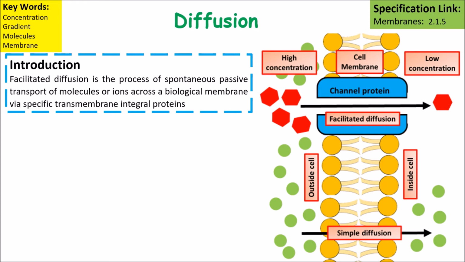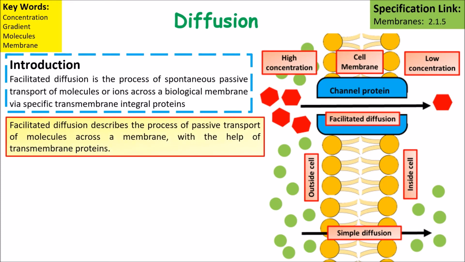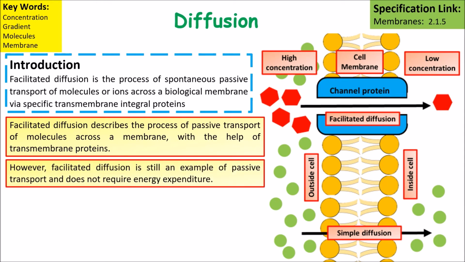Facilitated diffusion is the process of spontaneous passive transport of molecules or ions across a biological membrane via a specific pore or membrane protein. Facilitated diffusion describes the process of passive transport of molecules across the membrane via transmembrane proteins. However, facilitated diffusion is still an example of passive transport as it does not require any energy to be expended.